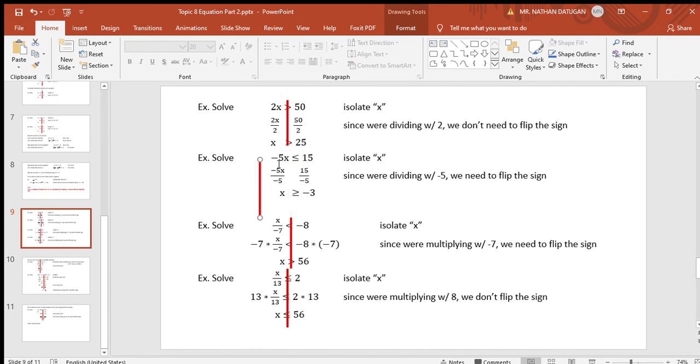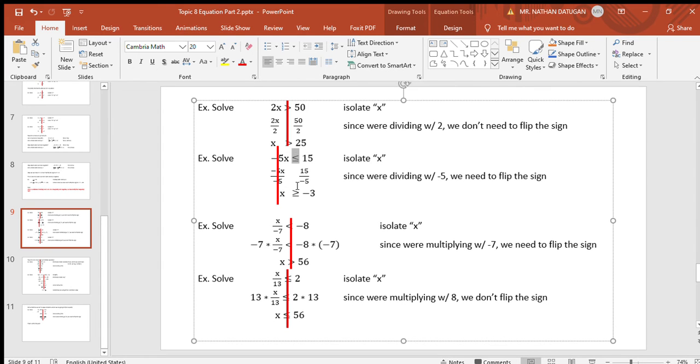Now we have negative 5x is less than or equal to 15. Our goal is still to isolate x. Since we're going to isolate x, we have to get rid of that negative 5. To do so, we have to divide both sides by negative 5. So you're going to be left with x, and then 15 divided by negative 5 is negative 3. And since we're dividing by negative 5, we're going to flip the sign, from this sign to greater than or equal to.